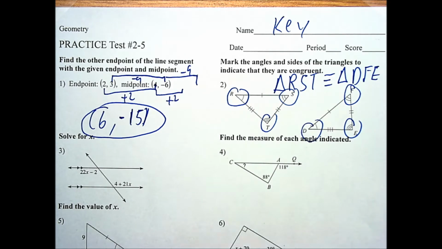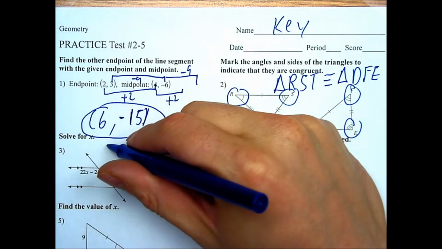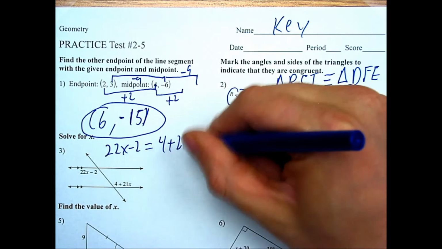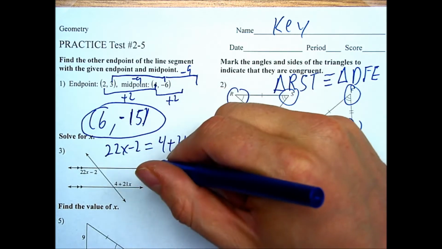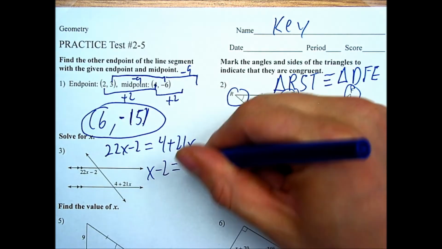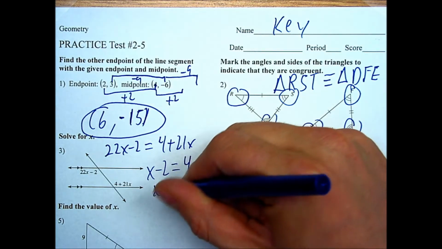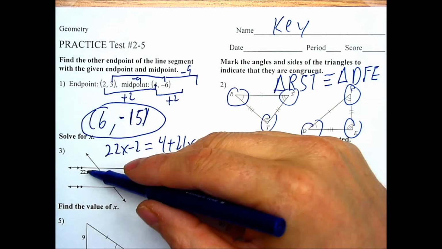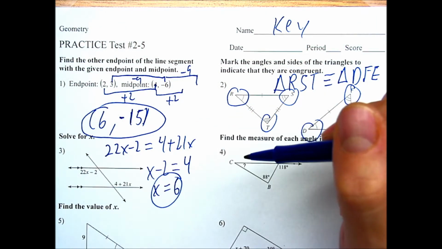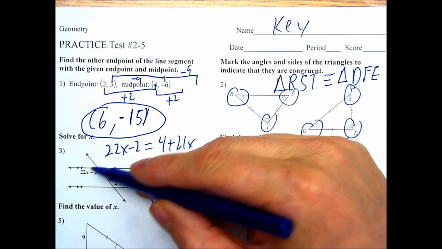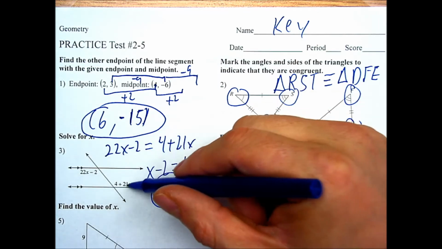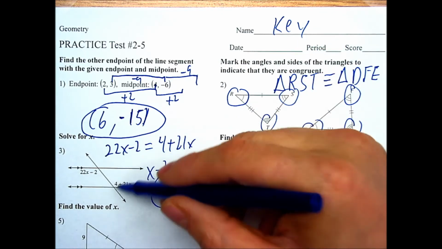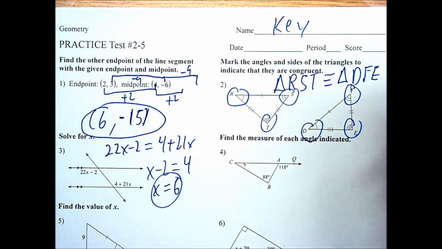Question 3. These are alternate interior angles, so I will set them equal to each other. 22x minus 2 is equal to 4 plus 21x. Taking 21x from 22x yields x minus 2 equals 4. Adding 2 to 4 yields 6. The value of x here is 6. I can verify that these angles are congruent by substituting x back in. 6 times 22 is 120 plus 12, so 132, minus 2 is 130. 6 times 21 is 120 plus 6, which is 126, plus 4 is 130. 130 is equal to 130 degrees.